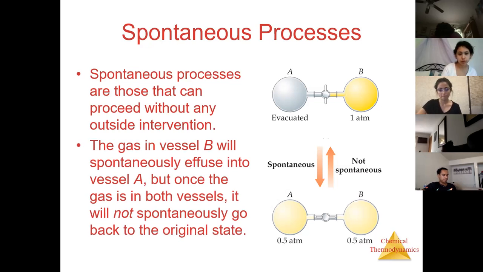This is a hard concept to understand, but you got to kind of wrap your head around it. Is it possible for that to do it? Is it possible? Yes, it is possible. There is one state that exists with the A container being evacuated, the B container having 1 atmosphere in it. But there are so many other states that occur that for all practical purposes, this will not occur. It will not spontaneously go back to its original state.